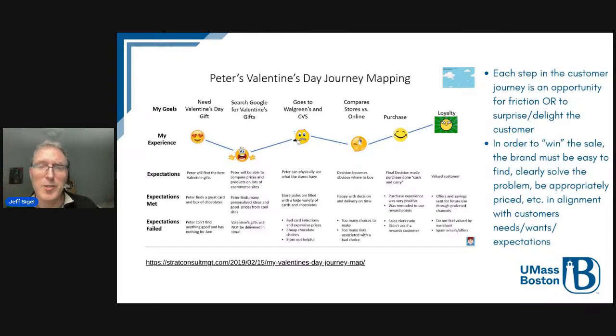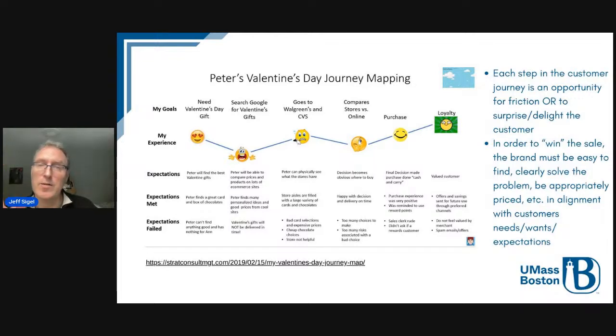The next part of his journey in this particular case was the purchase conversion stage. He actually ends up deciding to go to Walgreens and CVS because he is not going to be able to get his products in time. So his expectations are, can he physically see what the stores have? If he goes to the store, the aisles are filled with lots of options. But if his expectations fail, there's a bad card selection, cheap chocolate choices, and the store is unhelpful.